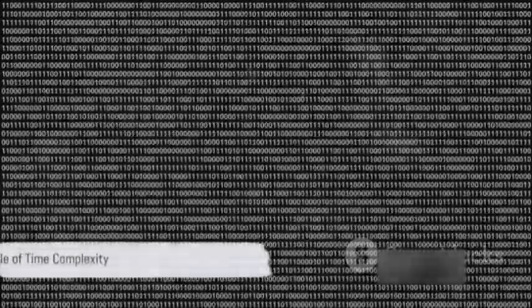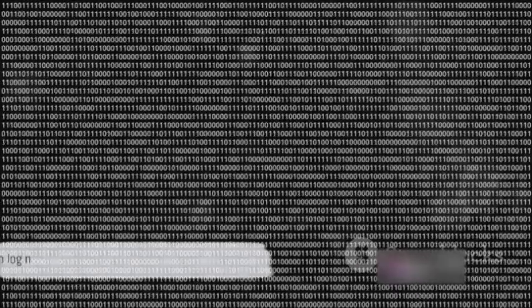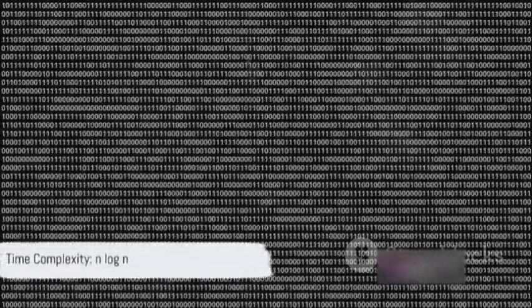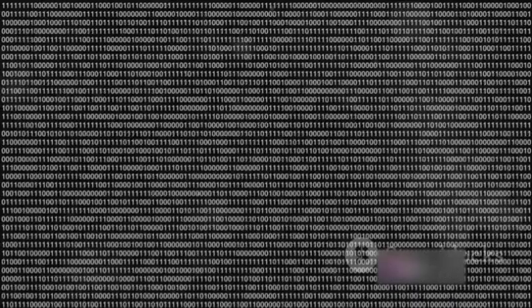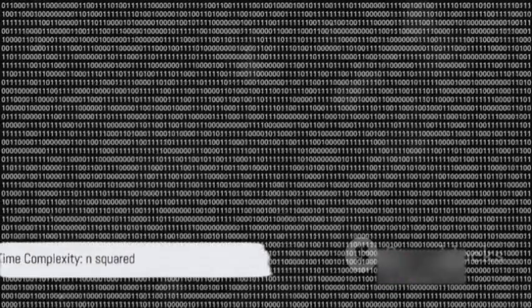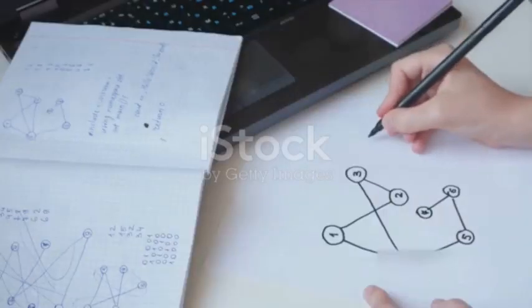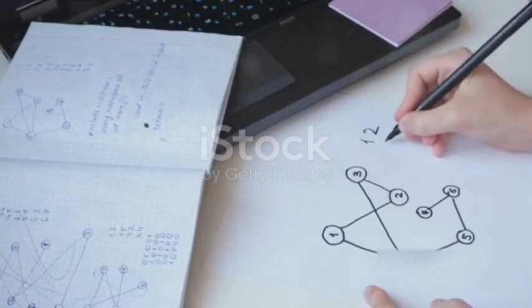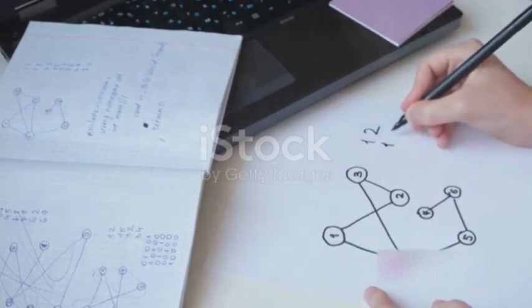Take sorting a deck of cards, for example. A very fast sort might take a time proportional to n log n, where n is the number of cards. A slower sort might take time proportional to n squared. So, the time complexity of the faster sort is O(n log n), and the slower sort is O(n^2).